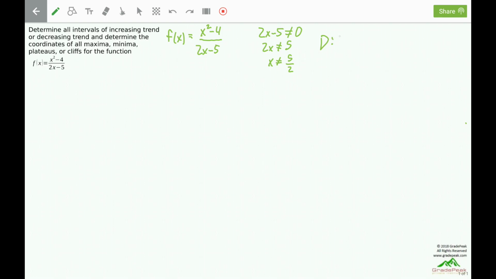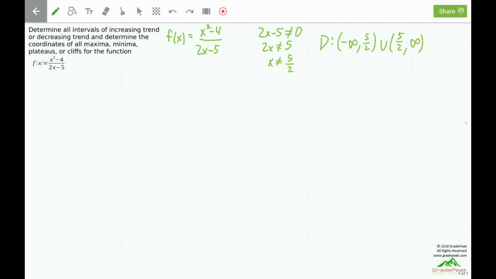That means it'll be all real numbers to the left of 5 halves. It starts at negative infinity up to 5 halves. It will not include 5 halves, round bracket. And then all numbers to the right of 5 halves, it will start again at 5 halves, not including, round bracket, up to positive infinity. The domain is all real numbers except 5 halves.